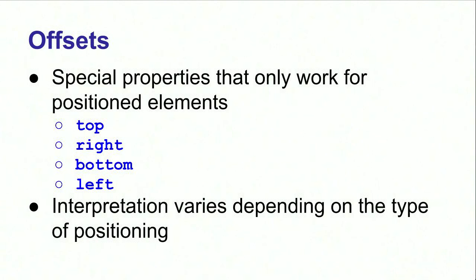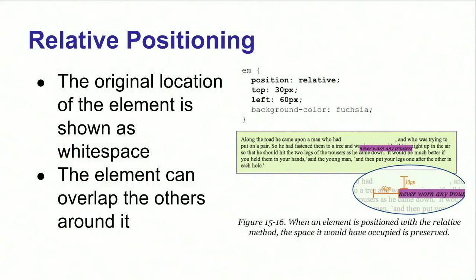With relative positioning, the element is shifted as specified by the offsets. Curiously, the offsets work in the opposite direction from what's specified. In this example, from the book, the top offset causes the element to shift downward 30 pixels, while the left offset causes it to shift right by 60 pixels.